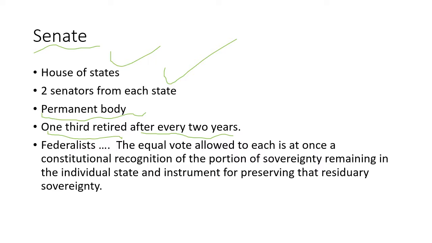The Federalists believe that the equal vote allowed to each state is at once a constitutional recognition of the portion of sovereignty remaining in the individual state, and an instrument for preserving that residuary sovereignty. The composition of the Senate shows two important things. First, the equal representation of all states in the Senate represents a constitutional recognition that a portion of sovereignty remains in the individual state.